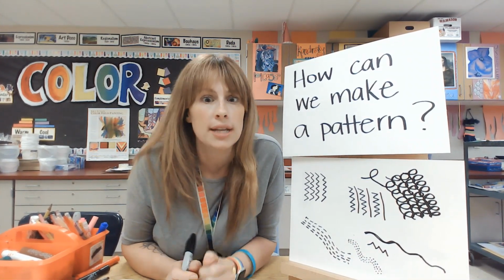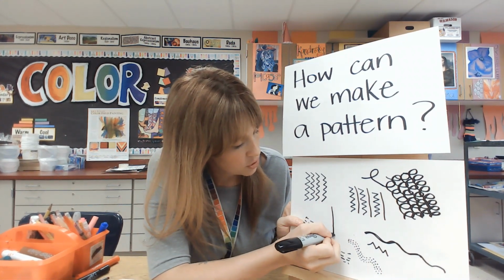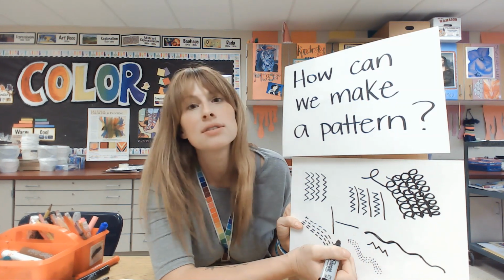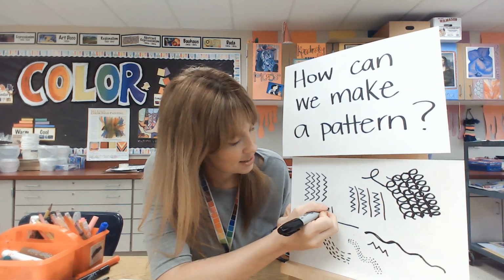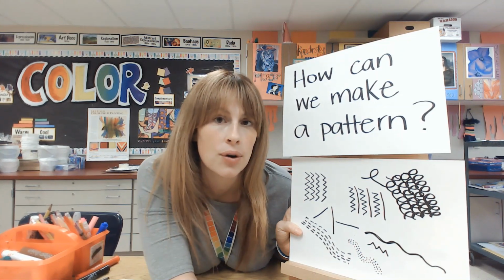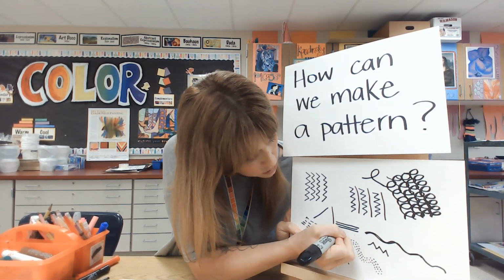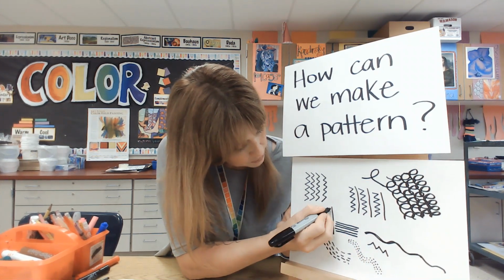So we have lots of line types here. And we also forgot the straights. So we have our verticals, our up and downs, our horizontals, our side to sides, and our corner to corner, our diagonals. So if we repeat any of those, we make a pattern. If I repeat these straights, now I have this cool striped pattern.